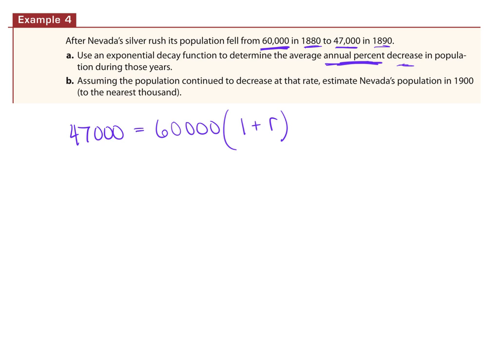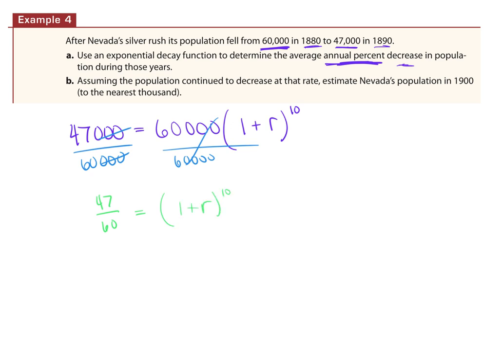So what's my time there? How many years is that? 10 years. All right. So how do I solve for my variable? What do I need to do first? Divide by that 60,000. So I'm going to divide both sides by that 60,000. You can automatically get rid of those zeros, by the way. All right. So over here I have 47 over 60. Here I have 1 plus r to the 10th.